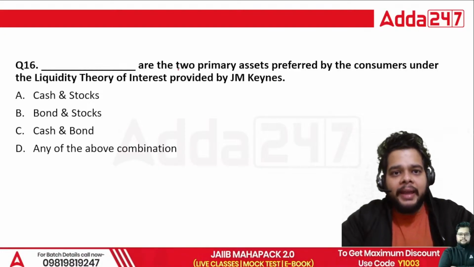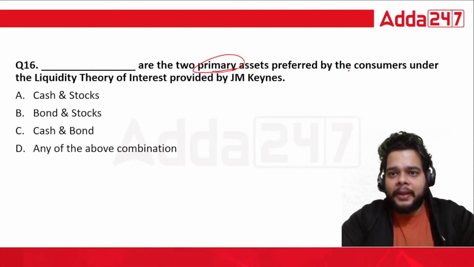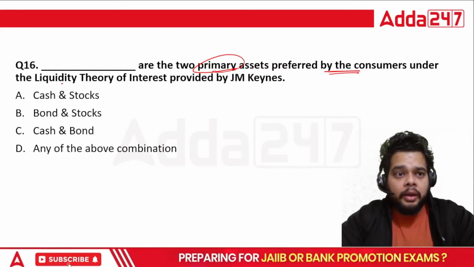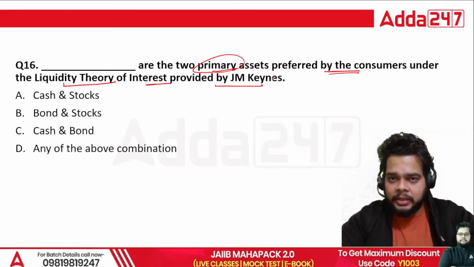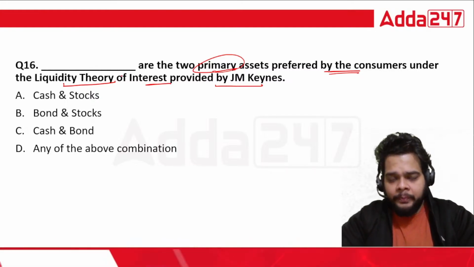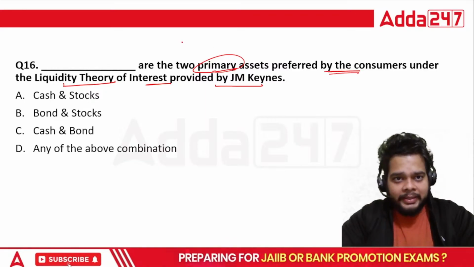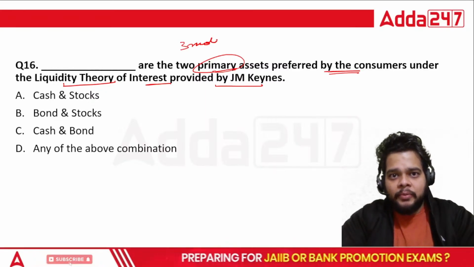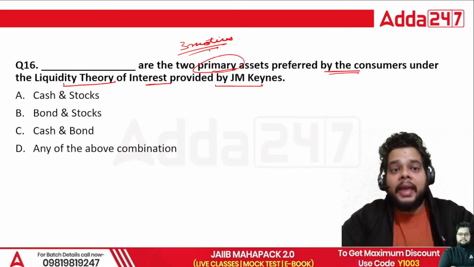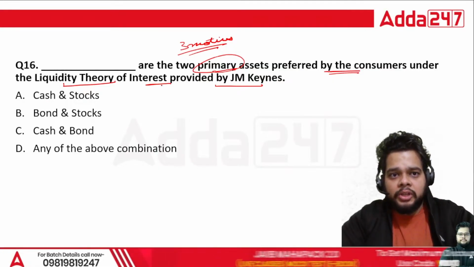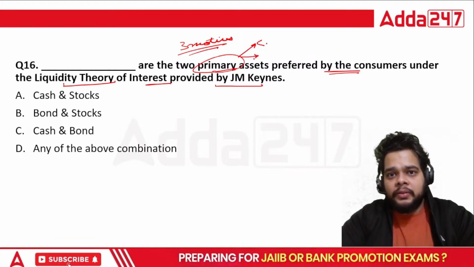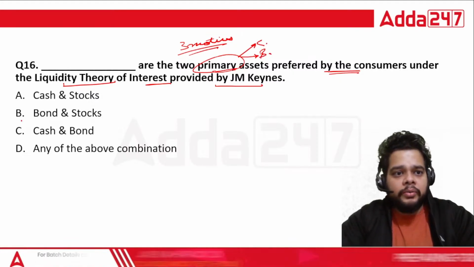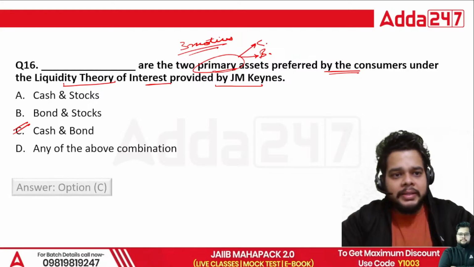Then we have: dash are the two primary assets preferred by the customers under the liquidity theory of interest provided by J.M. Keynes. As we were discussing the liquidity preference theory, I told you that there are three motives to hold cash. Which of the following are the two primary assets? One being cash, another one which we were discussing was bonds. So the correct answer will be option C.